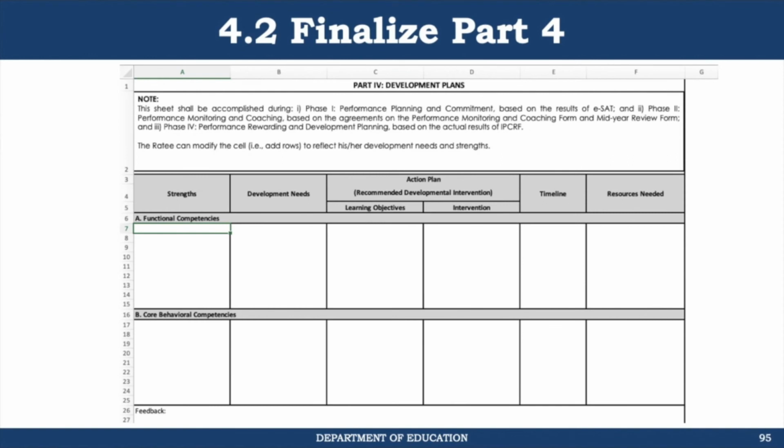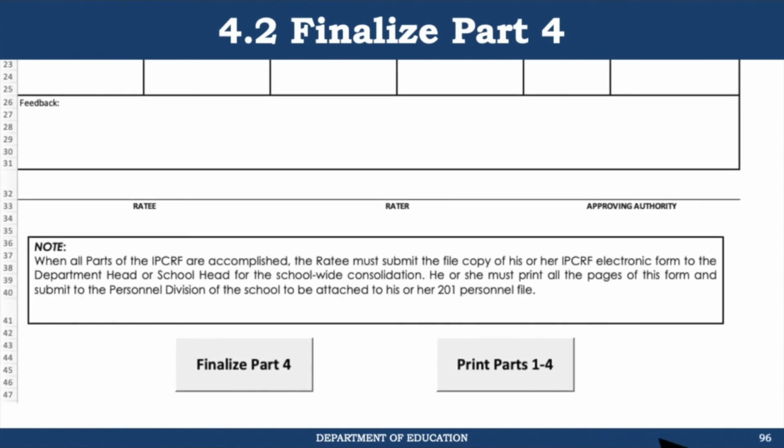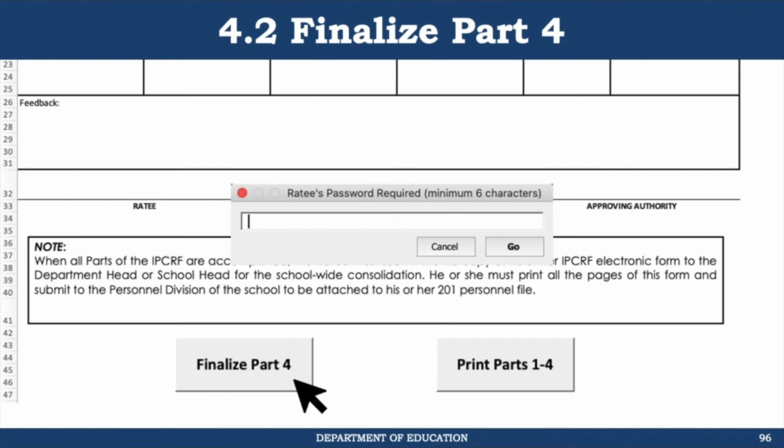Again, you will confirm that part 2 has been locked or finalized because the screen or the background color has turned red. Finally, the Ratee opens part 4 and encodes his or her development plans. After encoding, at the bottom, the Ratee will click the Finalize Part 4 button, which will again prompt for the Ratee's password that he or she set when finalizing part 2. After inputting the Ratee's password, click the Go button, and that should lock part 4.